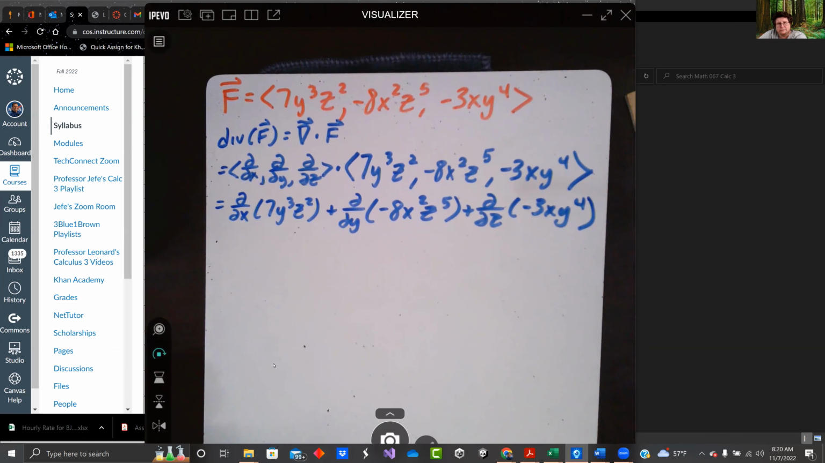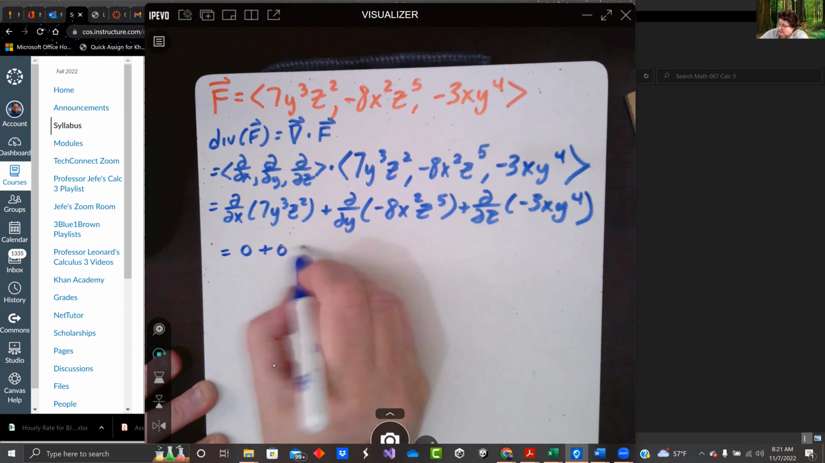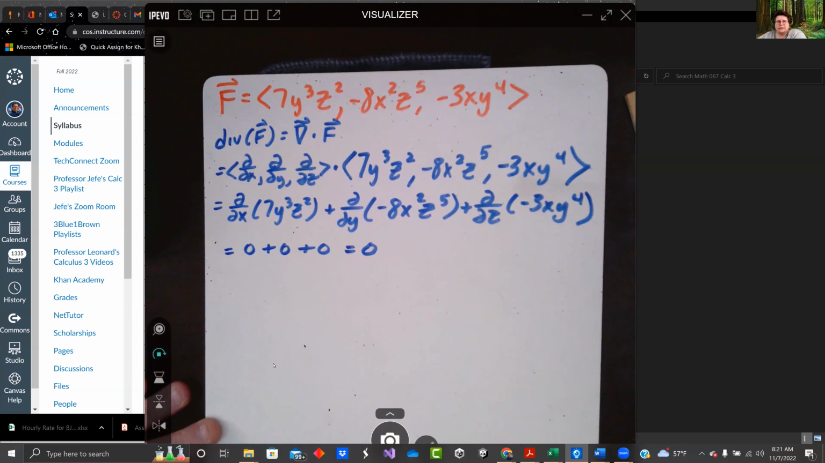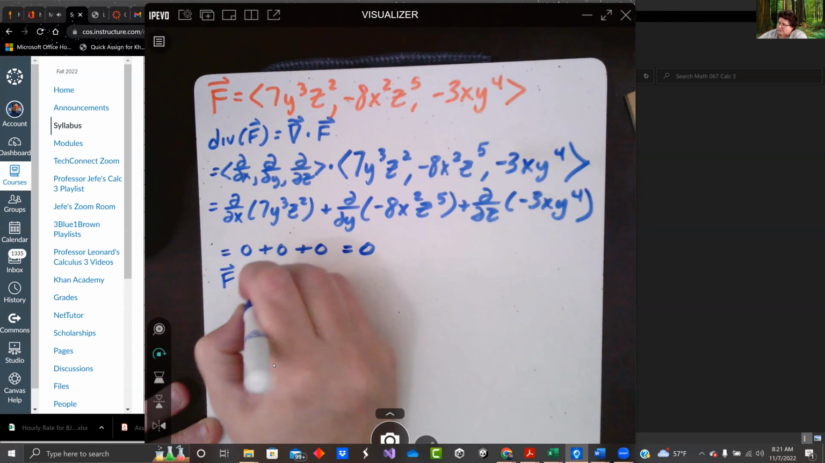Just one second, I can see it on the board. So it looks like I get 0 plus 0 plus 0, right? Yep. So what does this mean in terms of F being a vector field? It's 0.